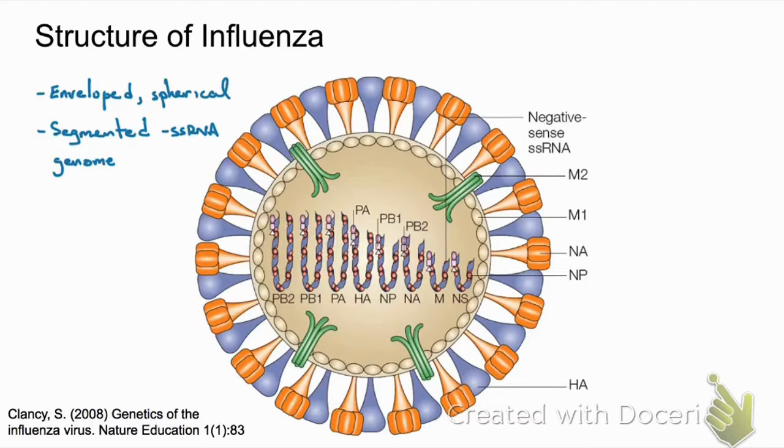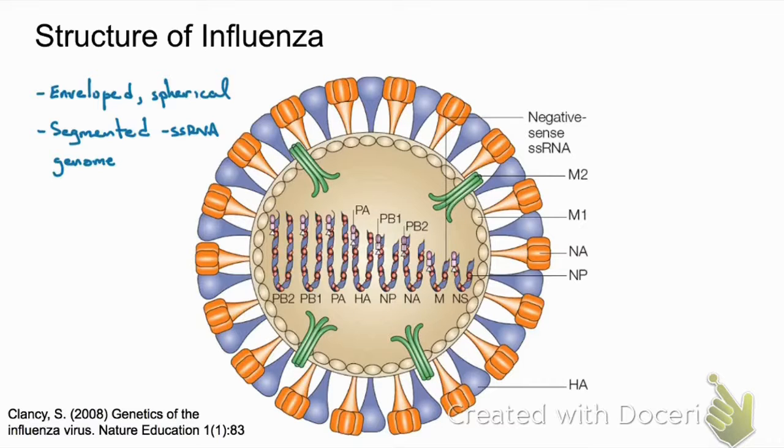The viral particle of influenza is enveloped and spherical. Recall that enveloped refers to the fact that this contains a phospholipid bilayer around the capsid protein. That phospholipid bilayer comes from the previous host that the virus infected. The genome of influenza is segmented. You'll notice in the middle of this image here that there are 9 different genomic segments for the influenza genome. And this genome here is made up of negative single-stranded RNA.